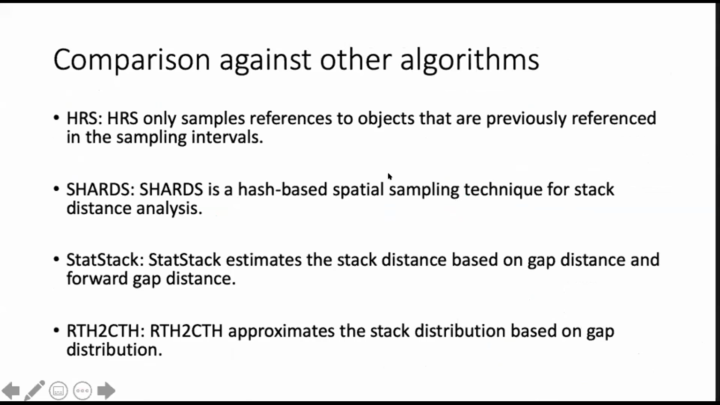Besides comparing PG2S Plus against PG2S, we compare PG2S Plus to other state-of-the-art algorithms. There are two sampling algorithms and two analytic models. HRS is history preserved representative sampling. The references are partitioned into sampling and hibernating intervals, and HRS only samples references to objects that were previously referenced in the sampling intervals.